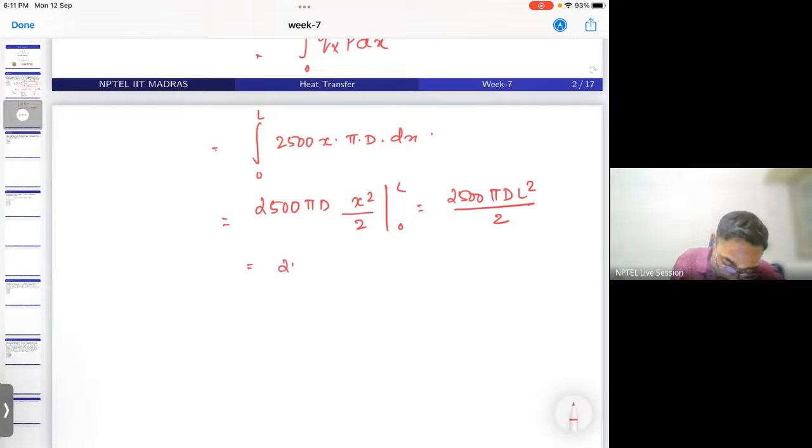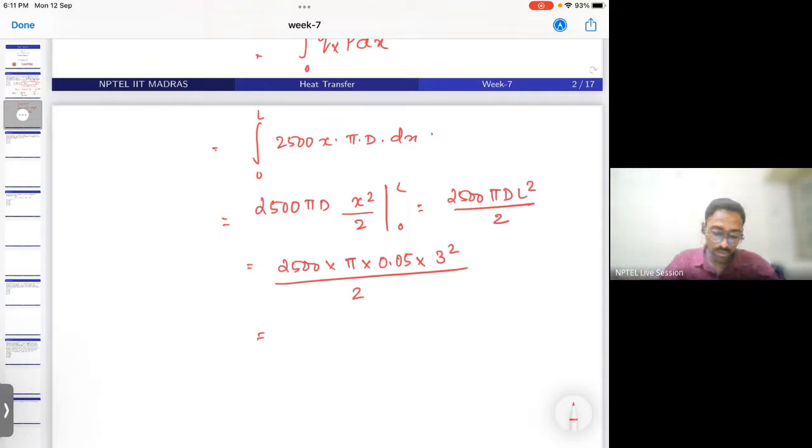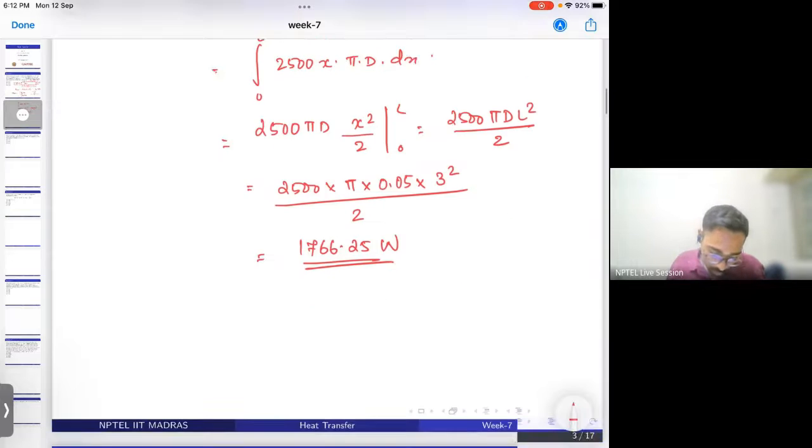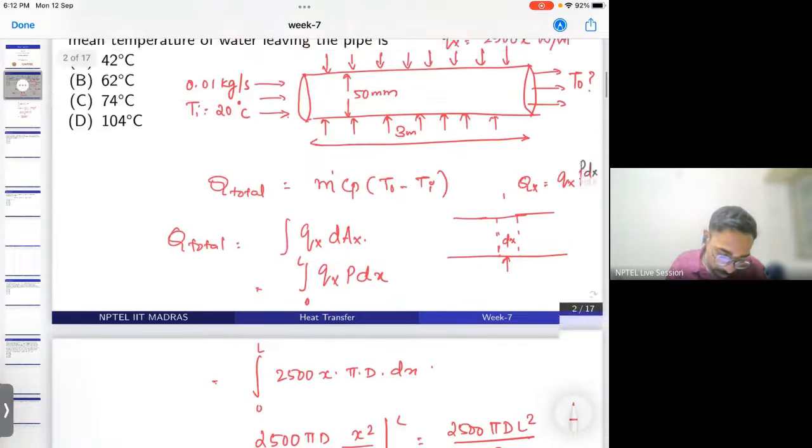So if we calculate this, 2500 into pi into d, where d is 0.05, that is 50 mm, into length 3 meter square, divided by 2. If I calculate this, it will come up to be around 1766.25 watts.